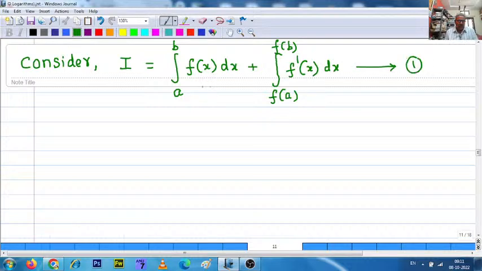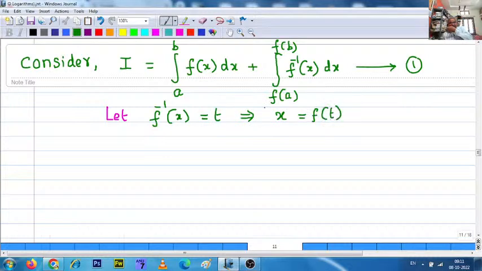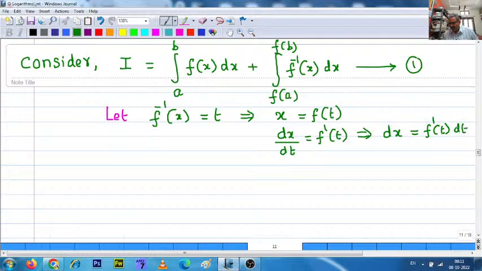Now, don't change the first term. So let us suppose this f inverse x is equal to some variable, say t. Obviously x is equal to f of t, right? That means differentiate both sides with respect to t. So dx by dt equals f dash t, and dx becomes, the variable of integration becomes f dash t dt. You can write it, right?